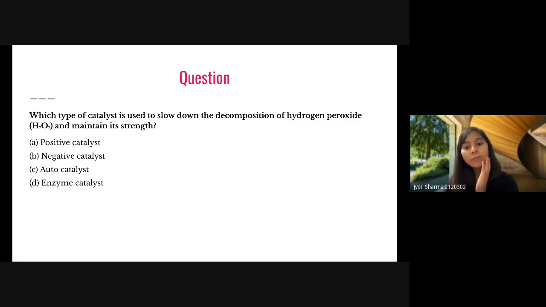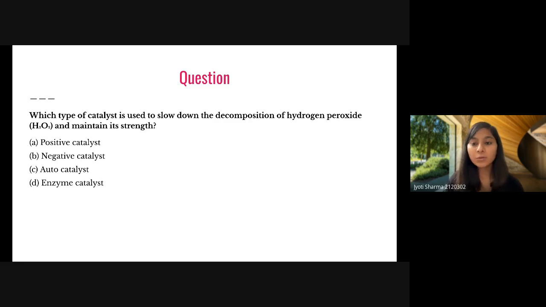For example, if we are keeping hydrogen peroxide as it is at ambient temperature and pressure, with time this hydrogen peroxide will decompose and release water, right? But if we want to slow down this decomposition of hydrogen peroxide and maintain its strength, then we must have some catalyst that can slow this down, right?